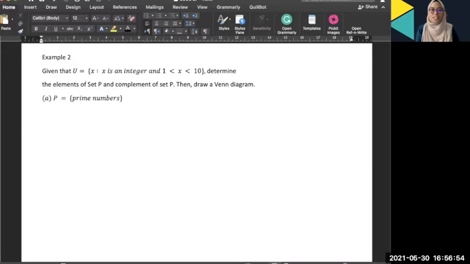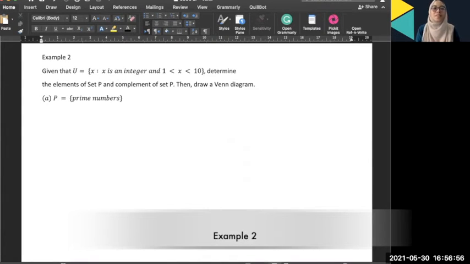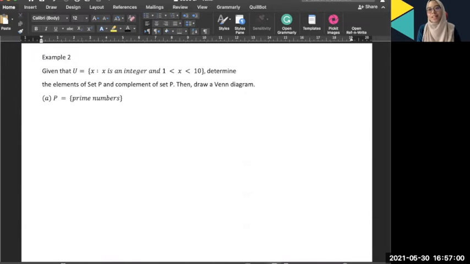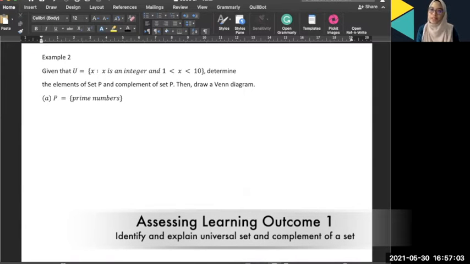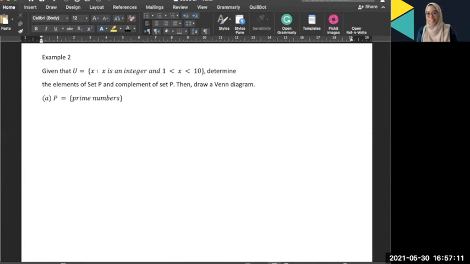Did everyone understand? I hope you do, because we are going to do the next question to enhance our understanding. Let's do question number 2. Given that U consists of x, which is an integer, and x must be more than 1 but less than 10. Determine the elements of set P and the complement of set P, then draw a Venn diagram. Let us take some time and let you try and solve this question first before we discuss.